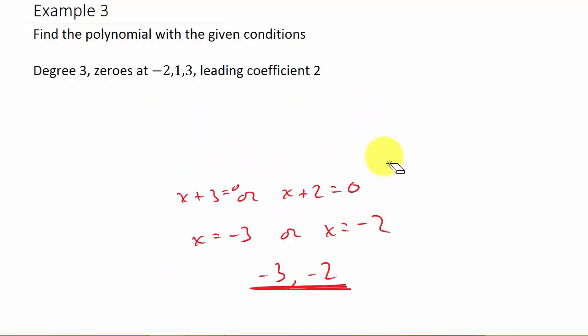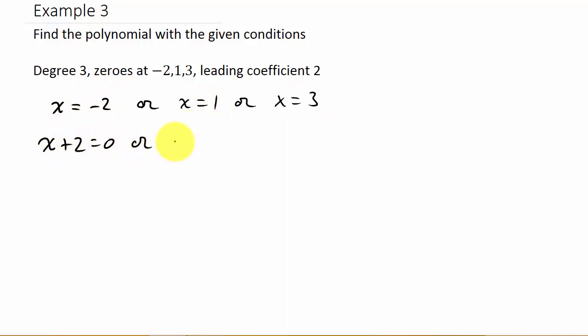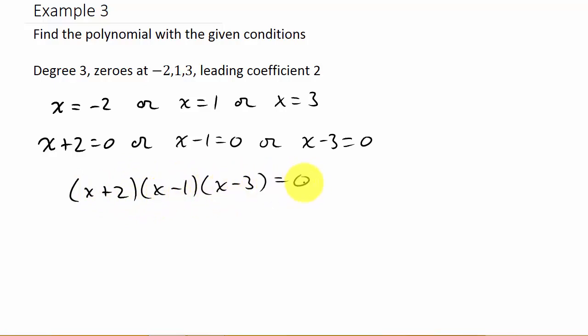Except instead of a quadratic, we've got a third degree polynomial. So this tells me that x equals -2 or x equals 1 or x equals 3. Add 2 to both sides, x plus 2 equals 0. Subtract 1 from both sides, x minus 1 equals 0. Subtract 3 from both sides, x minus 3 equals 0. And then we can multiply these together and set them equal to 0. And so here's our polynomial. P of x equals x plus 2 times x minus 1 times x minus 3.